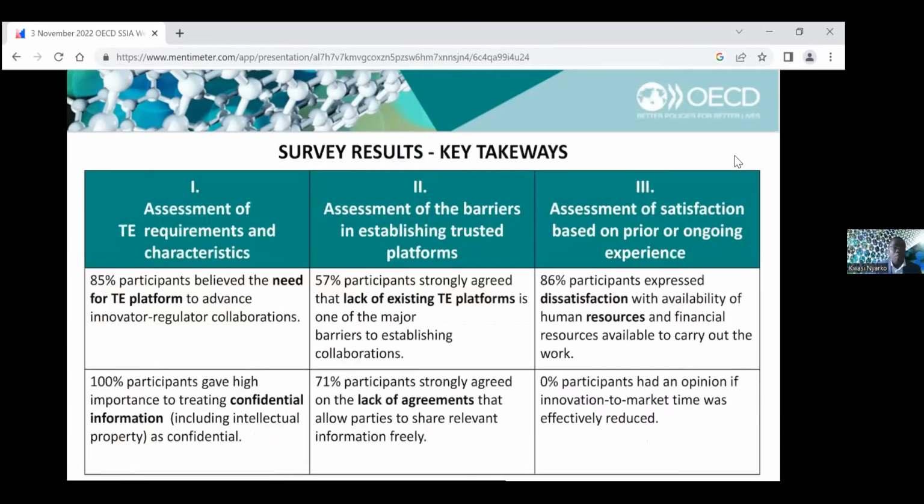Next slide, please. So if we look at the first part, which is assessment of the requirements, it was basically agreed by everybody that having such a platform or a trusted environment would be relevant and important. In addition to that, it was also agreed by most people that currently there is no platform in use. Having agreements that would govern how the platform is used was also deemed to be important. And there was dissatisfaction expressed by some of the members regarding resources, be they financial or human, to enable these platforms to happen.